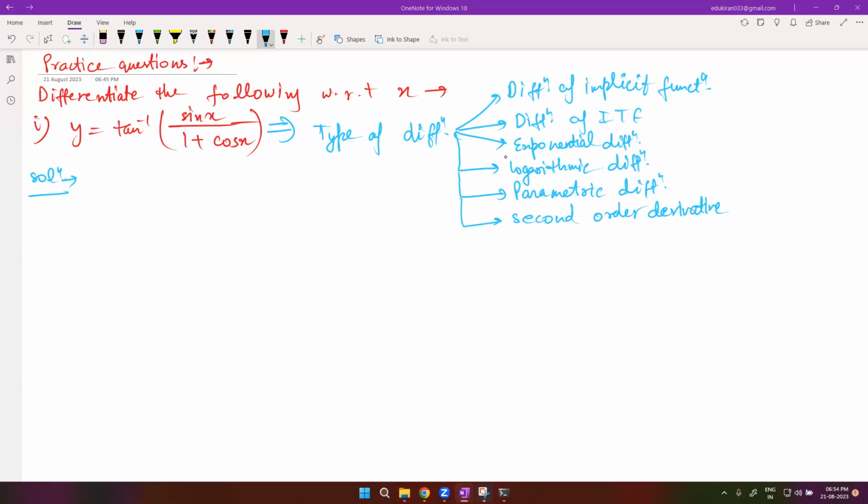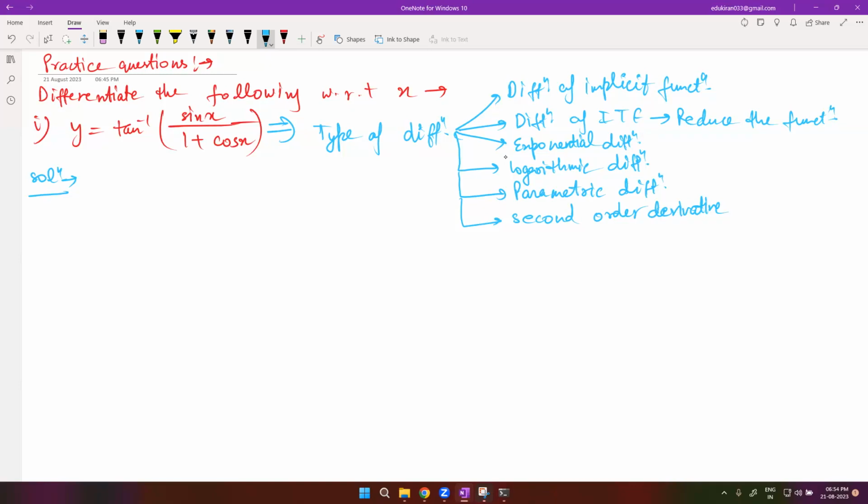Let's start with proper substitution now. In ITF, we used to first reduce the function. So in this, first reduce the function. You can understand that the given function is tan inverse sin x upon 1 plus cos x. So somehow it can be reduced. You just need the right substitution.